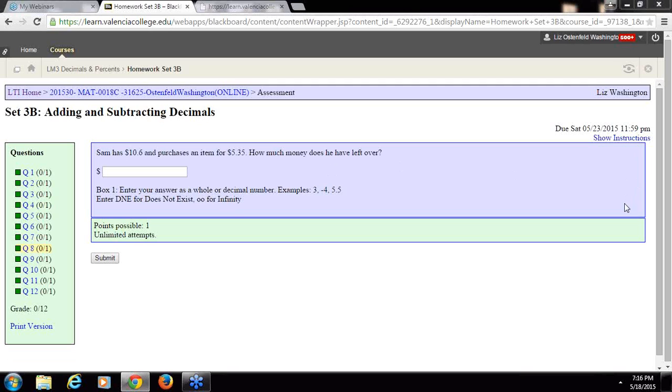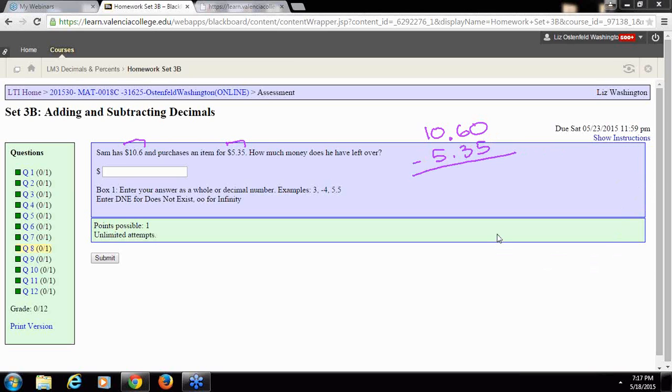All right, we have a little word problem here. It says Sam has $10.60 and purchases an item for $5.35. How much money does he have left? Obviously, we're going to subtract. And again, 10.6 is really 10.60. If I spent $5.35, I'm going to subtract that amount.